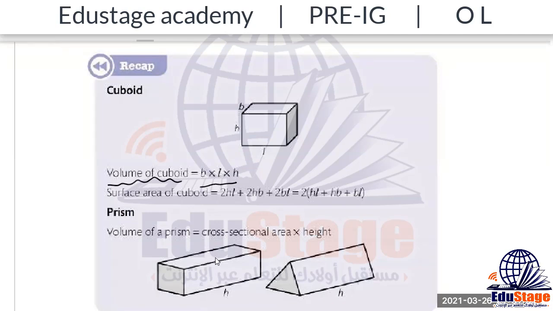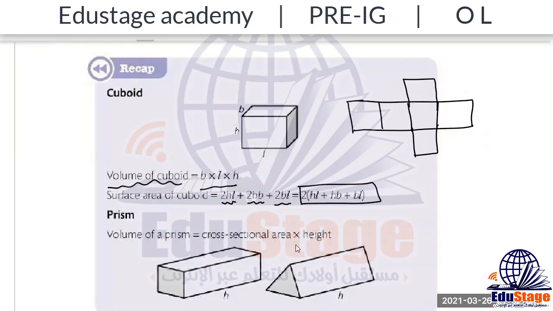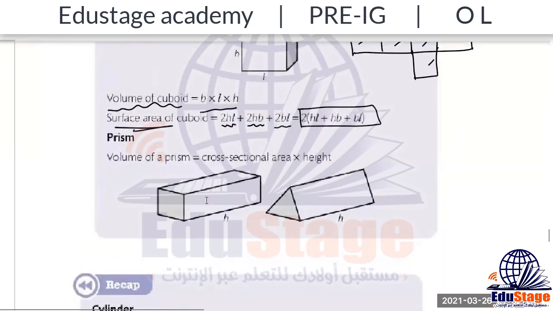The surface area of the cuboid is 2HL plus 2HB plus 2BL, meaning 2 open parentheses HL plus HB plus BL. Because you know that the cuboid is something like this. So if you want to calculate the surface area, you need to calculate all of those areas together. And the volume of the prism, meaning the cuboid or the triangular prism, equals the cross-sectional area times the height.